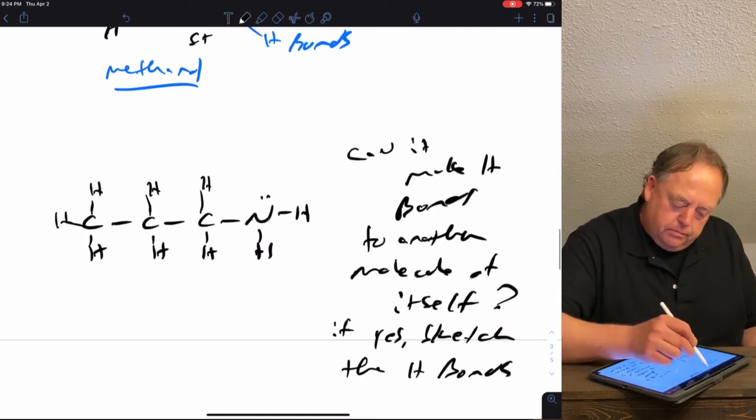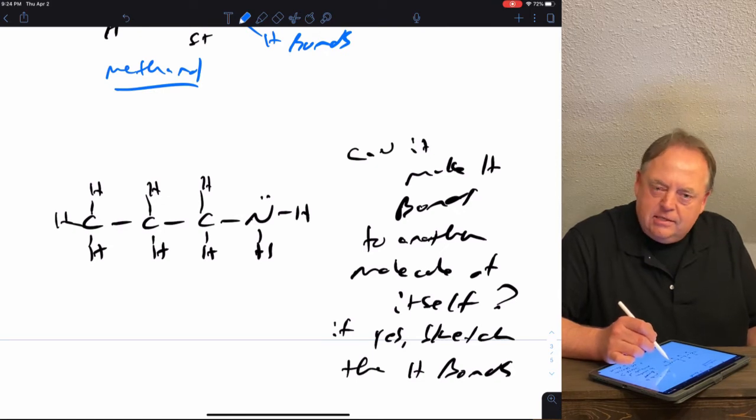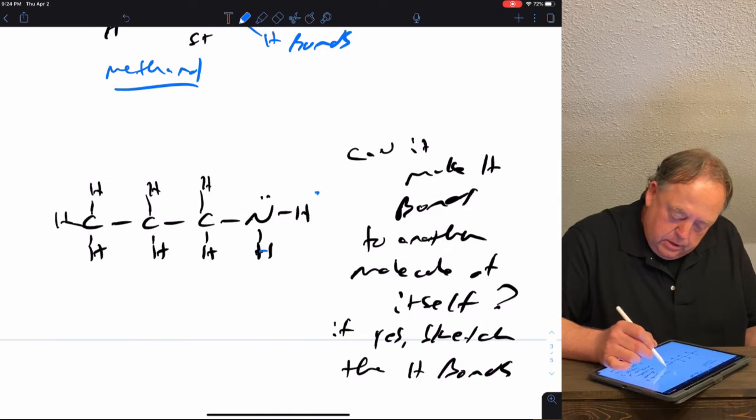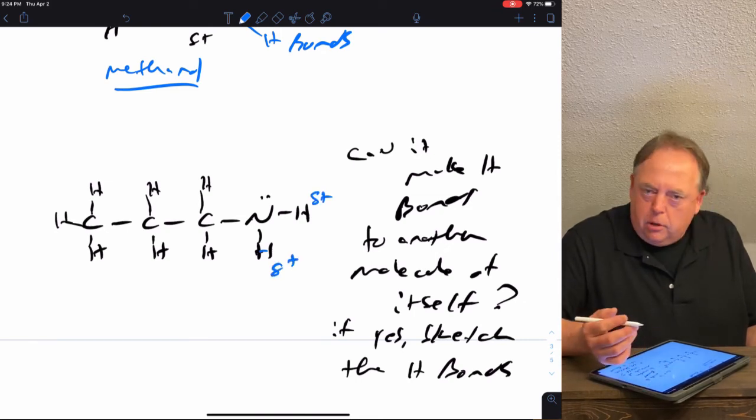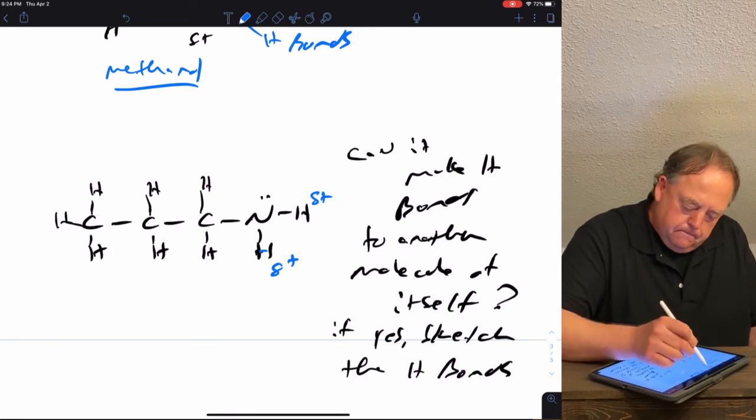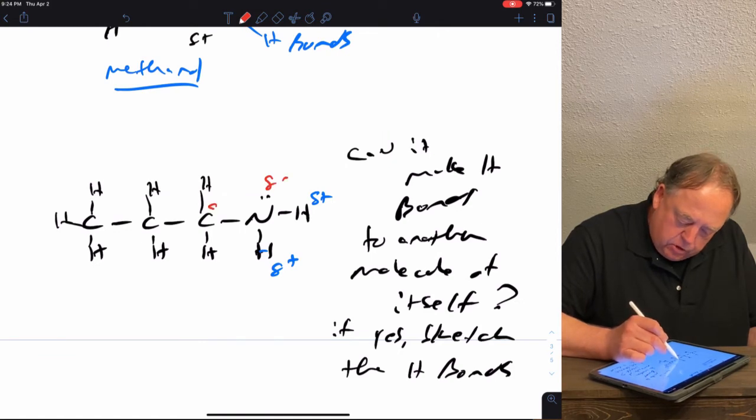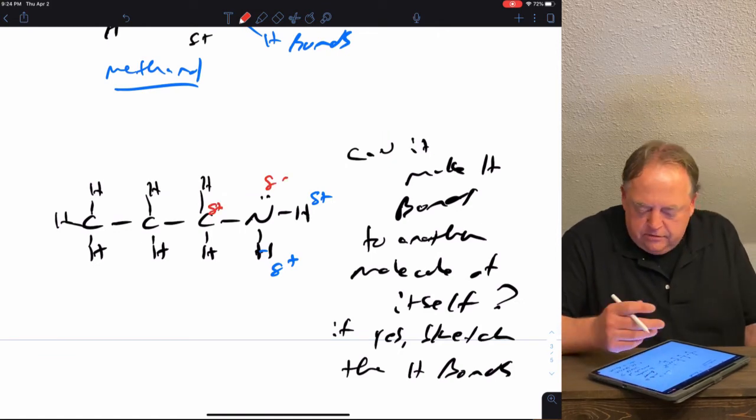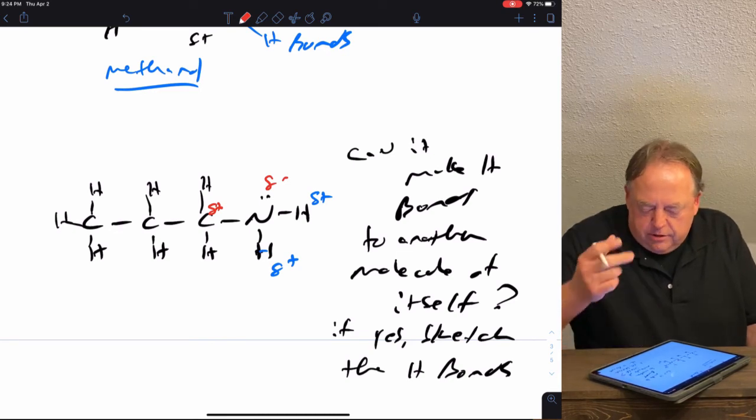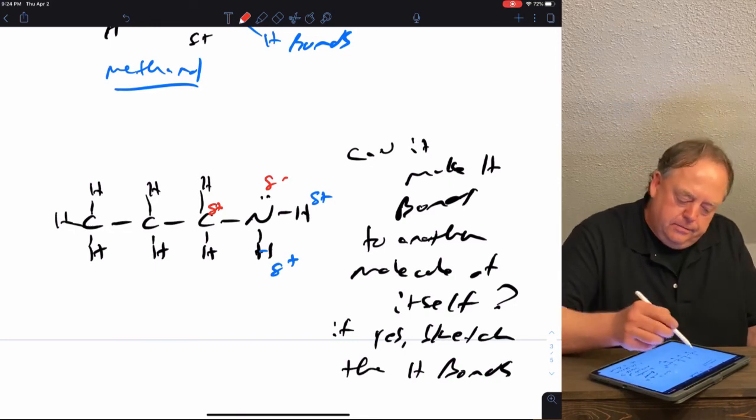Okay, so can this molecule make hydrogen bonds? Well, it needs two things, right? It needs an atom with a lone pair. Nitrogen has that. And it needs partial positive hydrogen. The hydrogens on nitrogen would both be partial positive because nitrogen is much more electronegative than hydrogen, and then nitrogen would be partial negative. And this carbon would be partial positive because nitrogen is more electronegative than carbon. That's also a polar covalent bond. But the carbon doesn't really matter because we're looking at hydrogen bonds, so it's the hydrogens that matter.